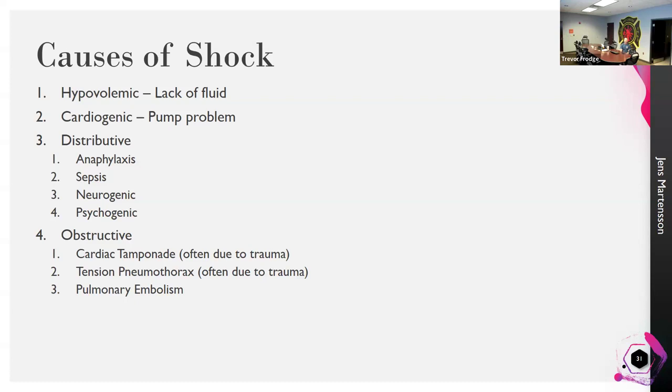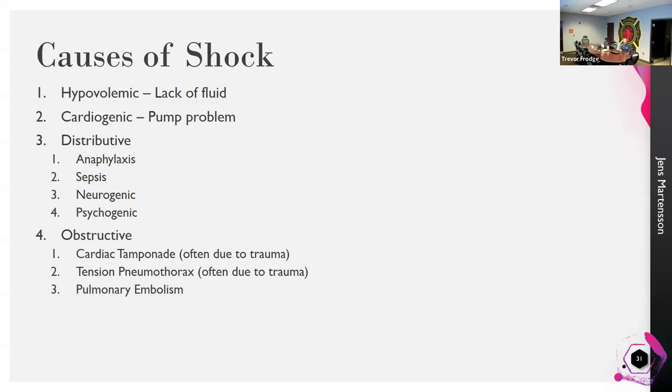So your circulating blood volume has now spilled out of its vasculature. It's spilled out onto the ground because you've been shot. It's spilled out into your abdomen because of internal bleeding. But for whatever reason, the blood inside your veins and arteries has escaped those veins and arteries. Usually due to trauma, absolutely can be due to medical events as well.